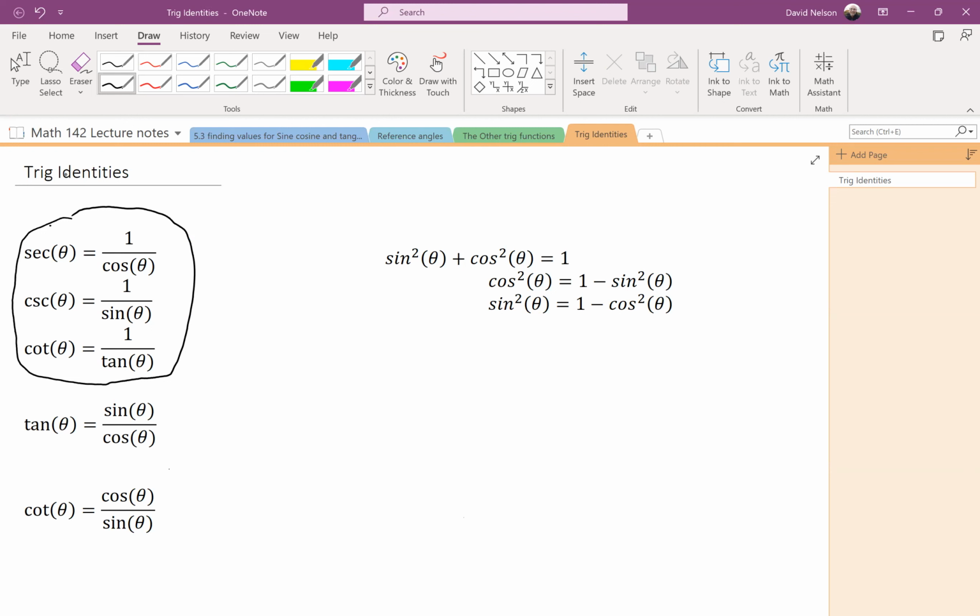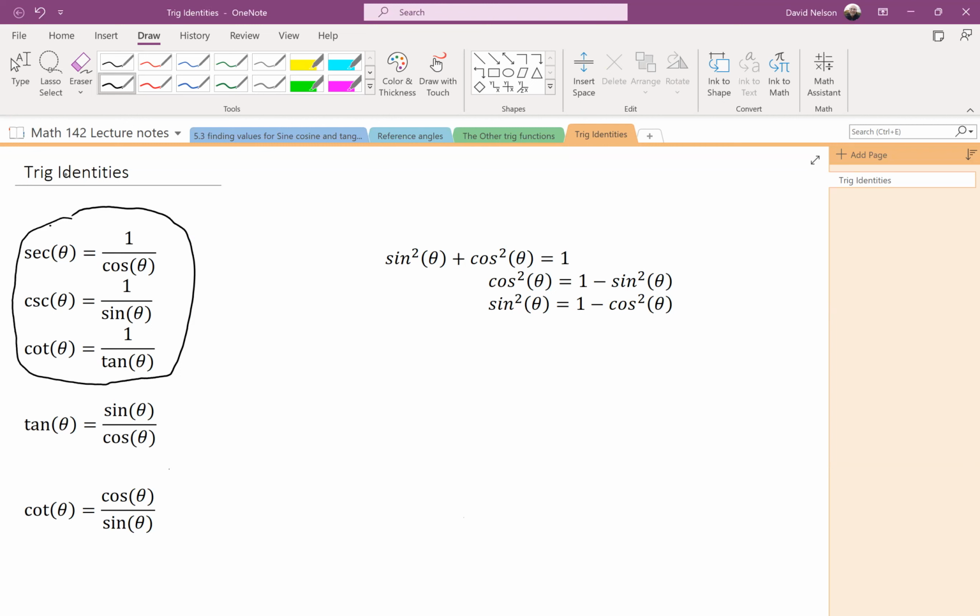Similarly, the cosecant is 1 over the sine of theta. If you take the sine ratio and you flip it over, you'll get the cosecant ratio. And if you take the cotangent ratio and flip it over, you get the tangent ratio. Or if you take the tangent ratio and flip it over, it's the same as the cotangent ratio.